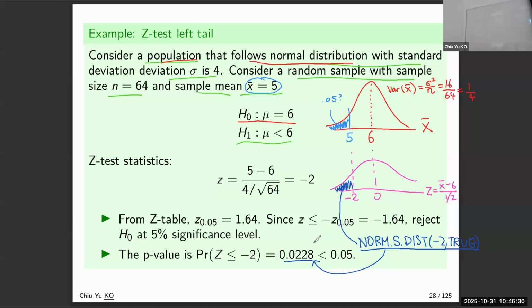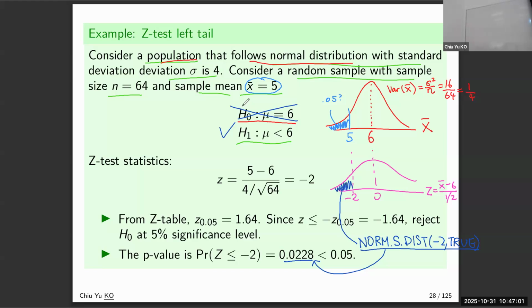Okay. So the conclusion would be we would reject the null, would take the alternative. So we would not be happy to keep our original idea mu is equal to 6. It should be less than 6. But what is the number? We can't say, but we only know it's less than 6. Okay. This is what we call the p-value method.